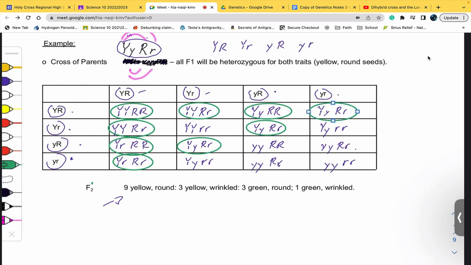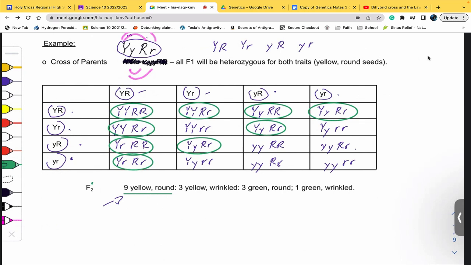Should have a total of 9. 1, 2, 3, 4, 5, 6, 7, 8, 9. So that's right. 9 yellow round, indicated by a big Y, big R. Okay, next, what about yellow wrinkled?